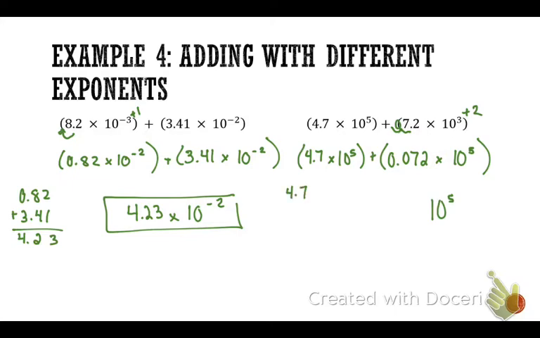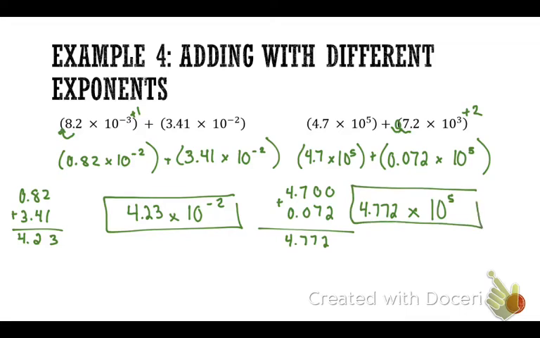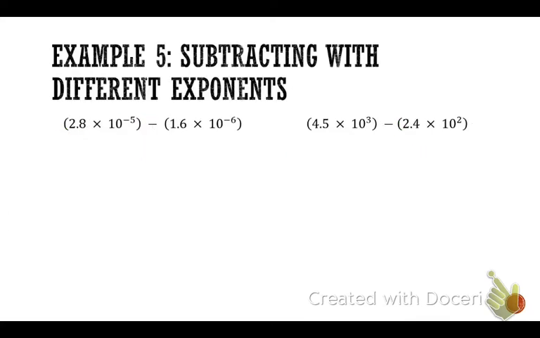4.7 plus 0.072. Make sure you line up your decimals. 4.772. Is this number in the correct range? Okay. Guys, you do the same thing with subtraction. All right, but we've done a lot of problems, so I am going to stop here.